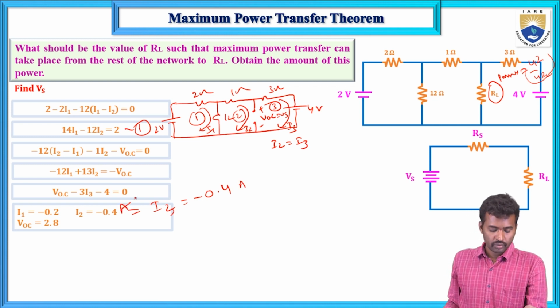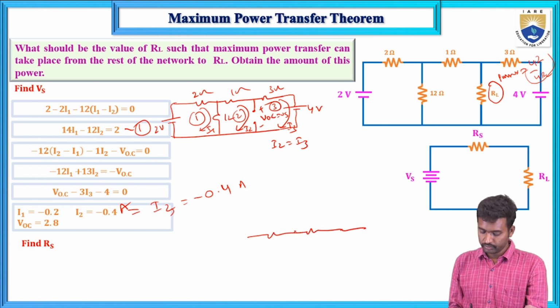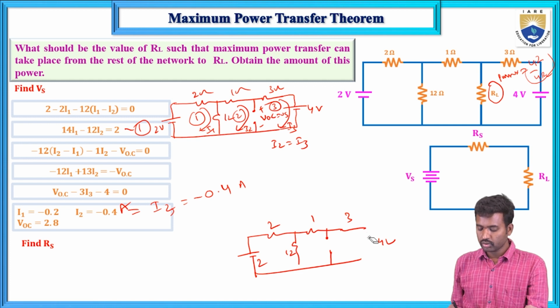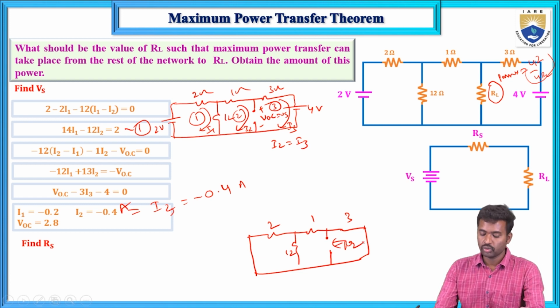Now find the Rs value. To find Rs, first remove the load resistance from the given circuit. Now these are the resistances 2, 1, 3 and 12, 2 and 4 volts. Remove the load resistance from the given circuit. Voltage sources are replaced by short circuits and current sources are replaced by open circuits. This is also a voltage source, and calculate this equivalent resistance.